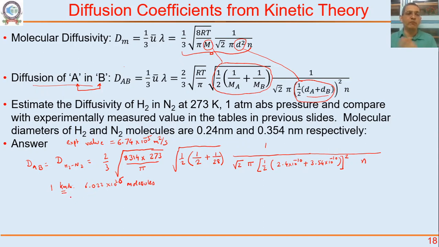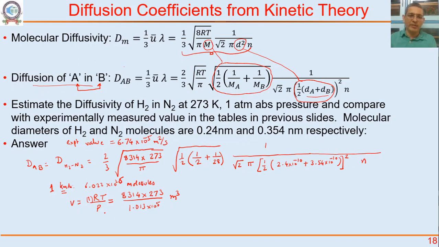Okay, what would be the volume occupied by that 1 kilomole? Volume would be nRT by P, 1 into RT by P, right? So R would be 8314 into temperature 273 divided by pressure 1 atmosphere absolute, 1.013 into 10 raised to 5, these many meter cube, right? 1 mole, 1 kilomole if you like. R we have taken in terms of joules per kilomole Kelvin, right? That's why I need to take this basis as 1 kilomole.